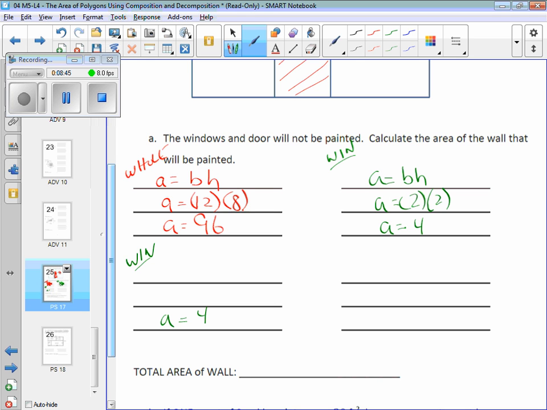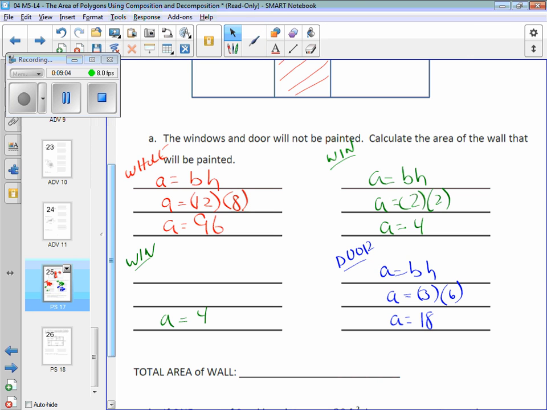All right, now the door. All right, what's the base of the door? Is that right? 3? What's the height? 6. All right, those are all my numbers, but well, what do I have to do now to put it all together? Back. Add what?